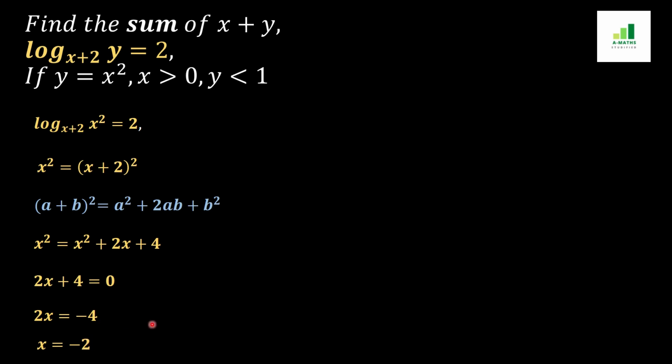Now in the next step we will find the value of x plus y. As we know that x is same as before, but we can replace this y with the value of x square as given in this question. Now put the value of x inside this equation, which is minus 2, and when we replace this x with minus 2, we will get minus 2 plus, and this x will be replaced with minus 2, and square is same as before.